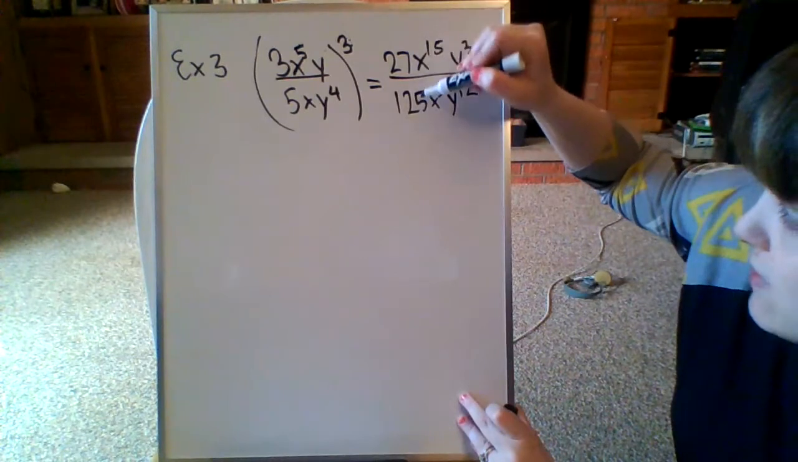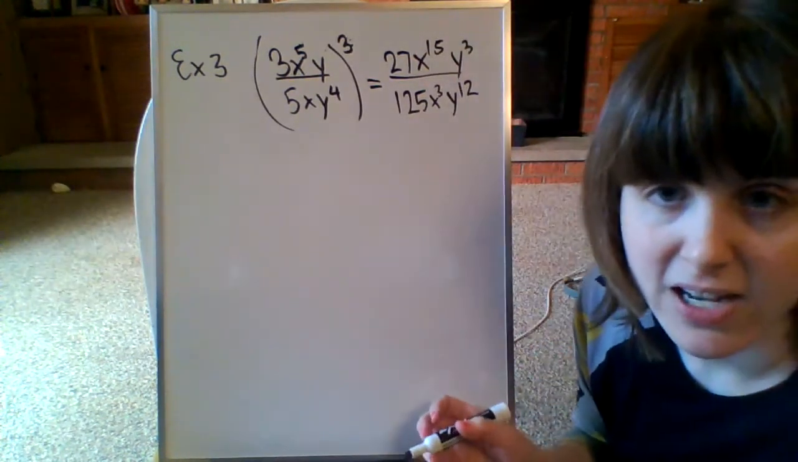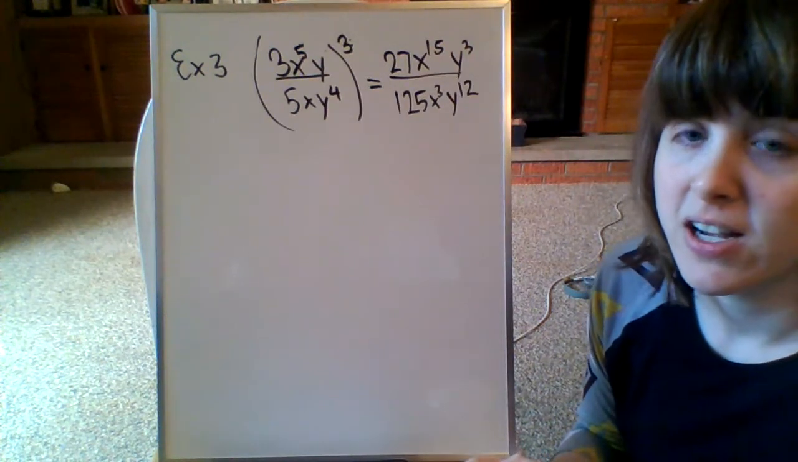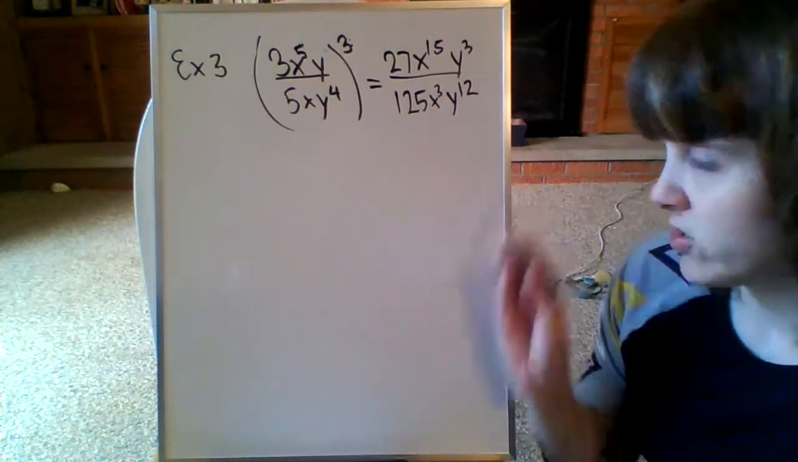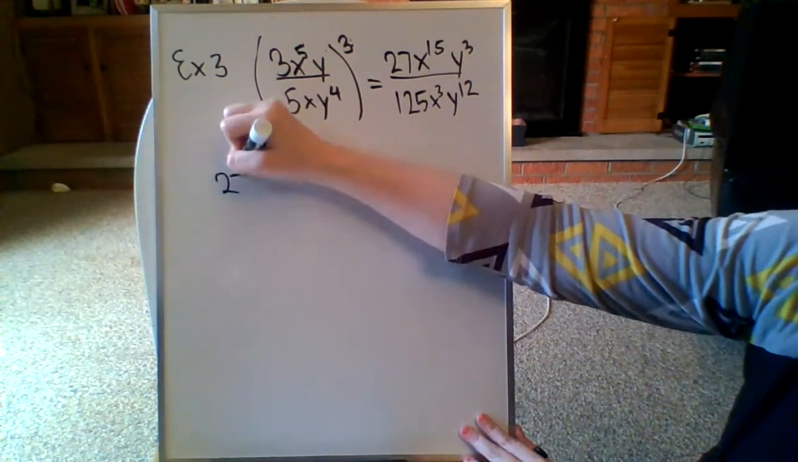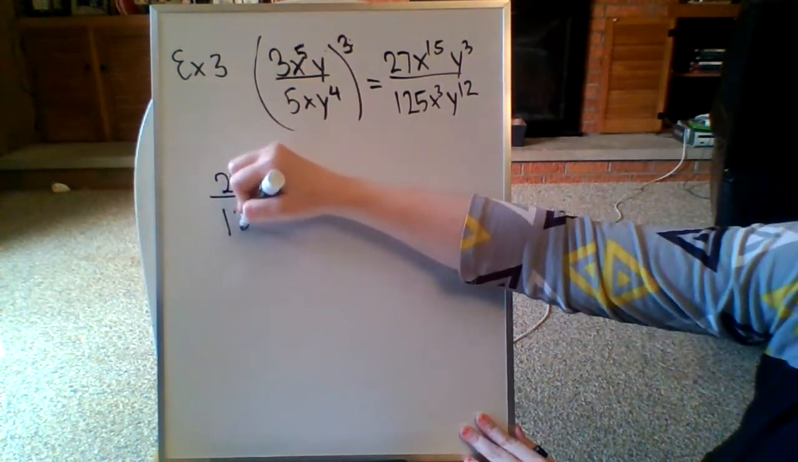So 27 over 125, you can't simplify that. You can try to simplify it on your calculator, and you'll notice that it doesn't simplify, it just stays that same fraction. So 27 over 125.